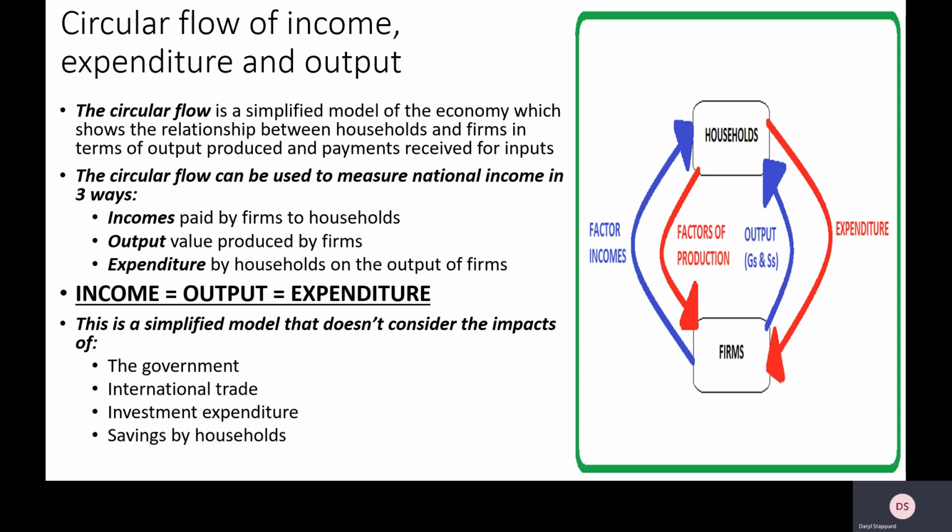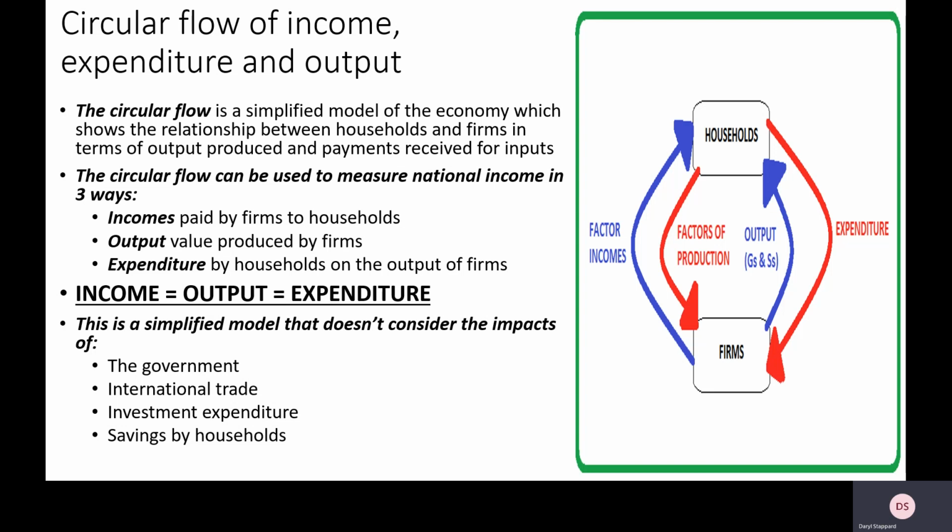Now, it's worth noting this is a very simplified model of the economy. All it does is show the interdependence between households and firms, who are 2 key economic agents in the economy. So what we're doing here, we are ignoring at the moment some other things that happen in the economy. So we're ignoring the role of governments, we're ignoring the roles of importing and exporting, international trade. We're also ignoring the impact of investment, but also savings by households. So it's what we call a closed, very simplified model of the economy.